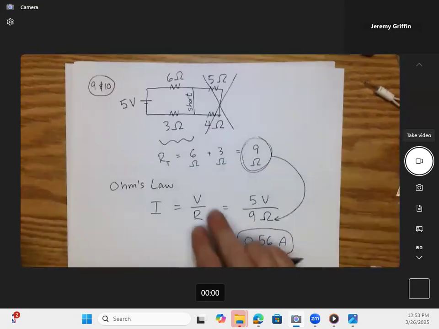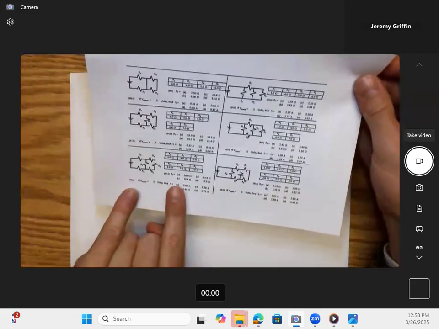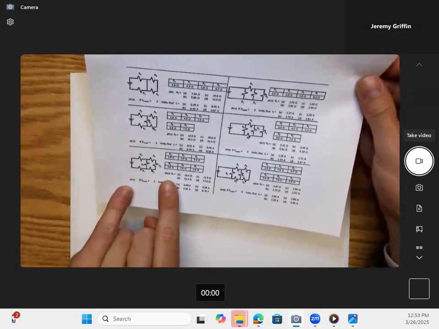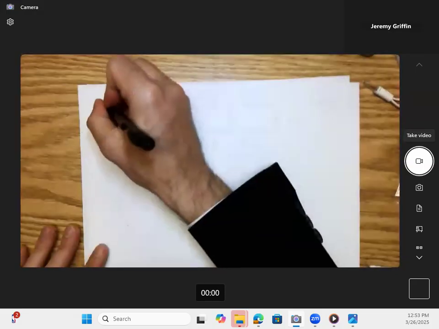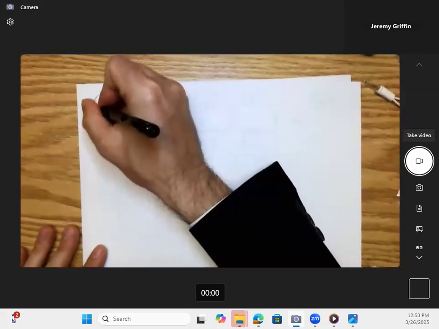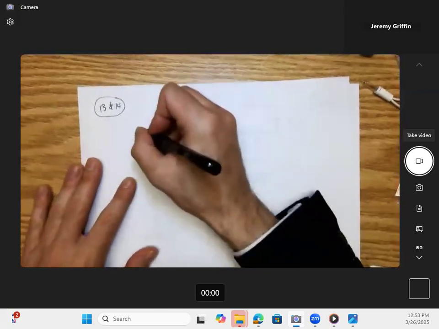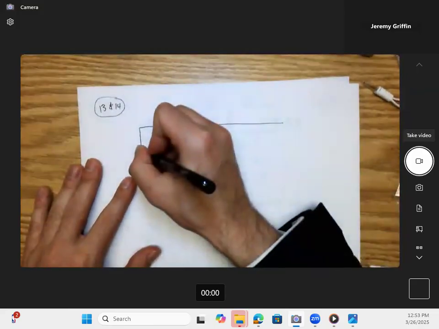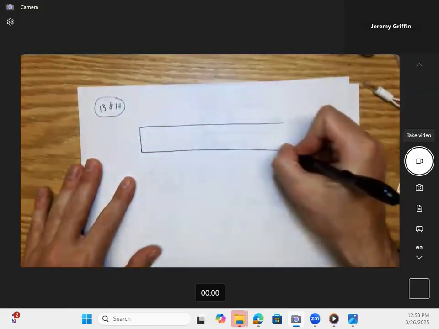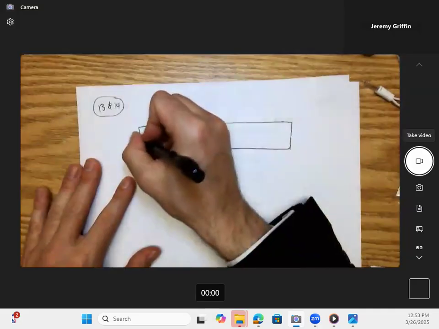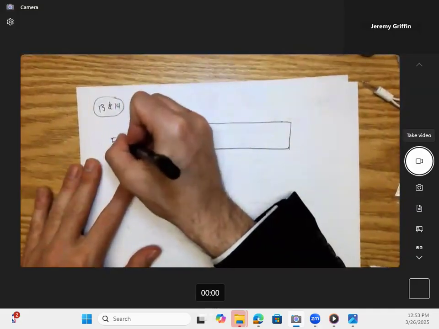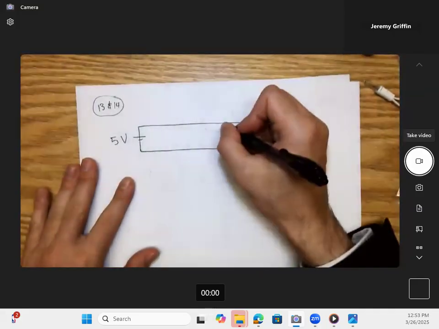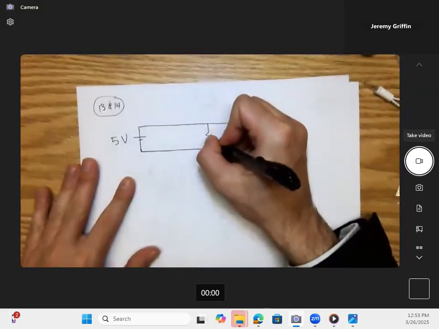Next one. Right. Let's do one more of these today, and then we'll do some Kirchhoff stuff. So down here, number 13 and 14. Okay, so down here, this bottom left one, 13 and 14. That one. These are definitely getting more complex. This is going to take me more than one page to finish. Right. So I got 5 volts on the left side, 5 volts right there. And yeah, there's going to be a whole story going on here.